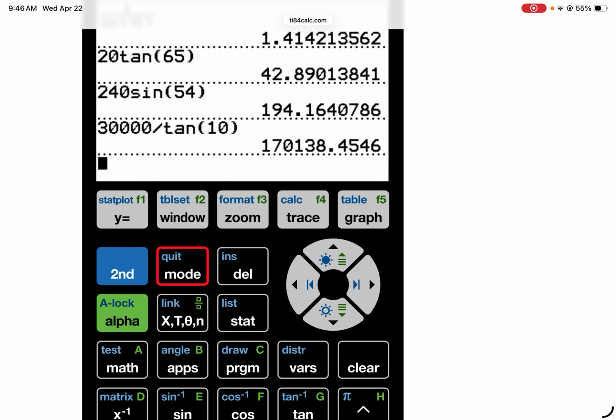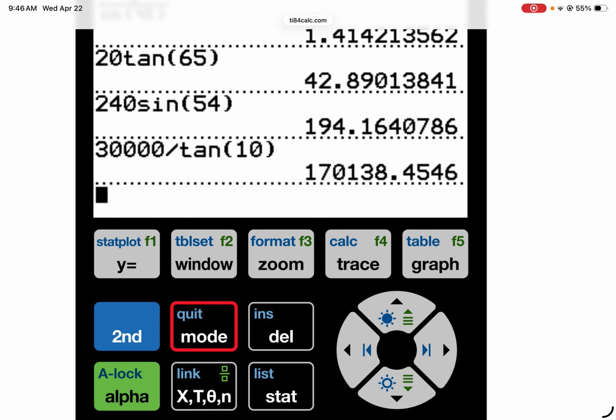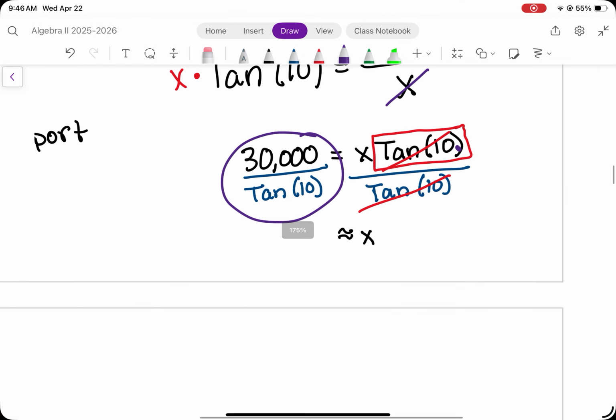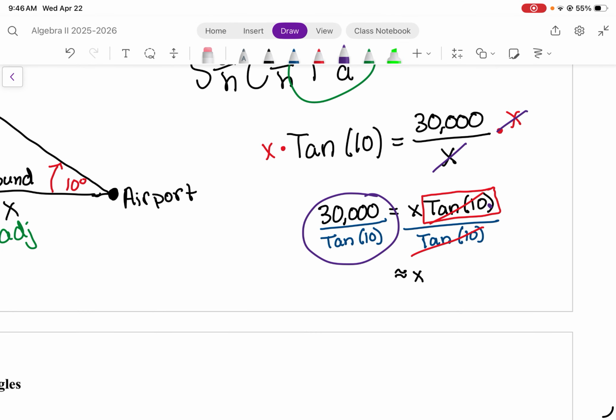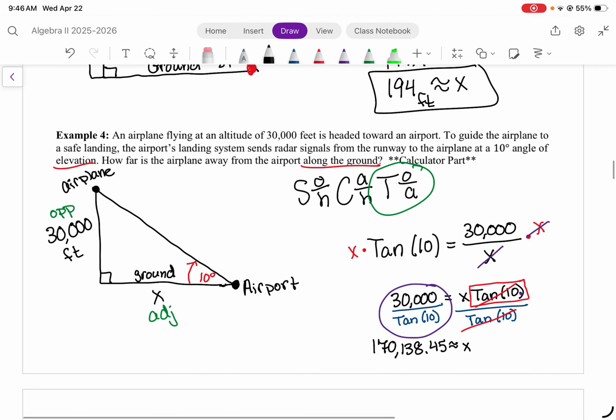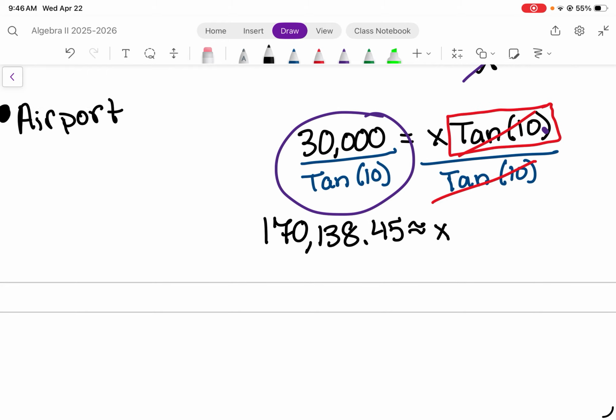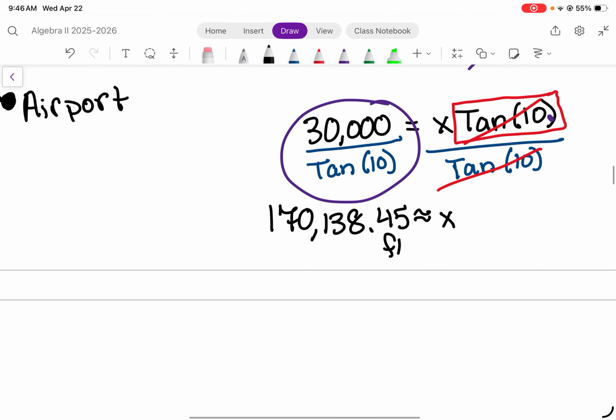And that gives us 170,138.45. And this one did not specify where to round, so you can choose to round to 1 or 2 decimal points when you are rounding those. And don't forget your label.